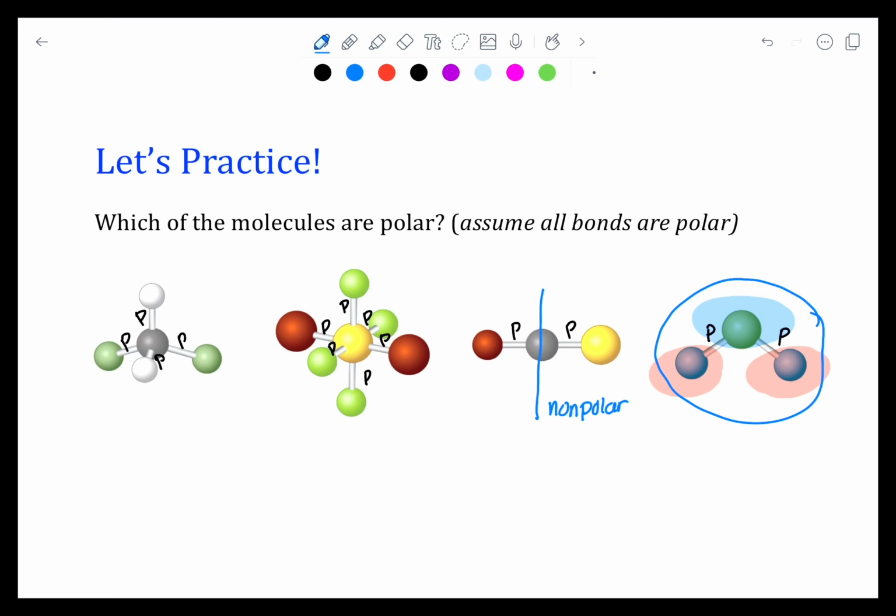Okay. This second one here, all of the greens are in the same plane being pulled at 90 degrees from each other. So those essentially cancel each other out. And then the two red atoms cancel each other out as well, because they're being pulled in equal but opposite directions. So because all of those atoms, their polarities essentially cancel out, this is also a non-polar molecule. Okay, so that's also basing it off of their symmetries.